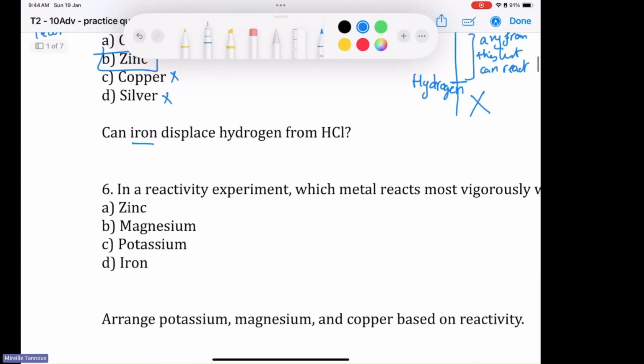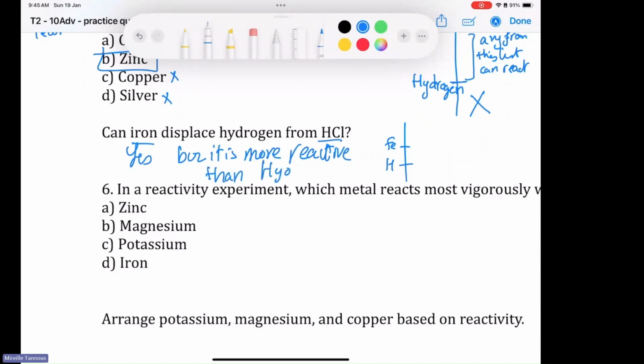Can iron displace hydrogen from HCl? If iron is above hydrogen, then yes. And indeed, it is above. So, yes. Why? Because it is more reactive than hydrogen.